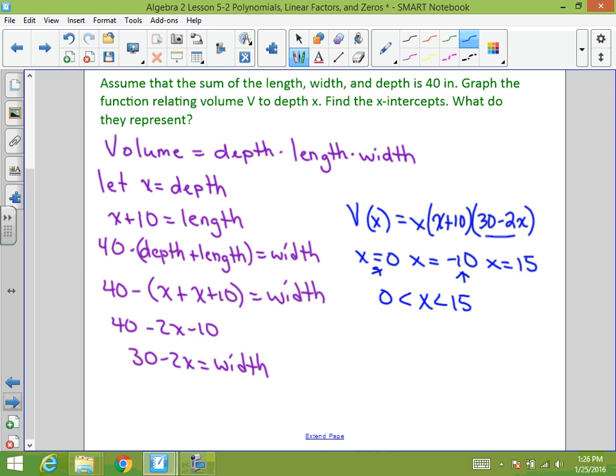So I know my piece of luggage has to have a depth greater than 0 but less than 15. So x has got to be greater than 0 but less than 15, because I can't have a negative depth, and if I have 0 as a depth, I don't have a piece of luggage. I have like a piece of paper. It's not going to hold much. So the depth of the luggage must be positive, between 0 and 15. We want to find the maximum possible volume of a piece of luggage where the depth is between 0 and 15. We want to look for the greatest value of y that occurs between x being 0 and 15.